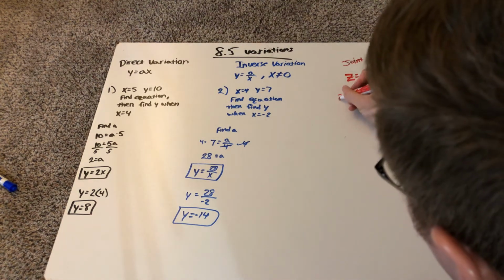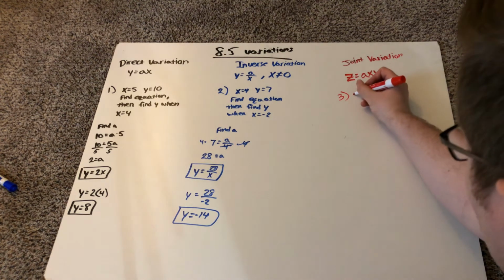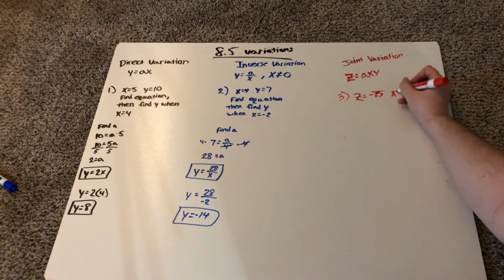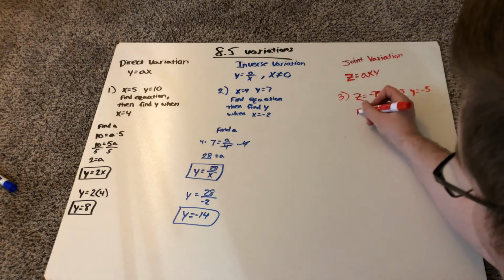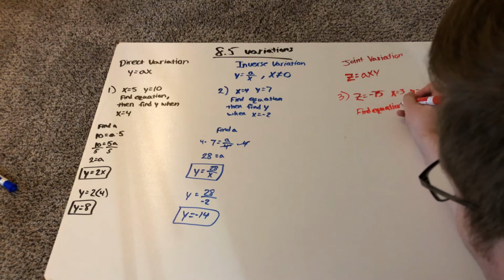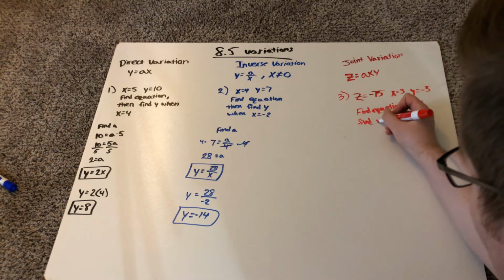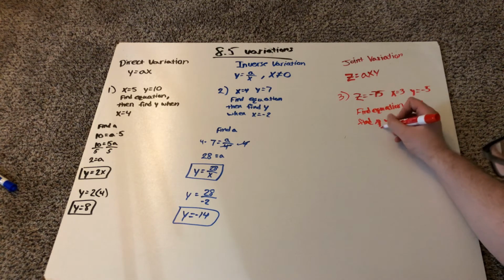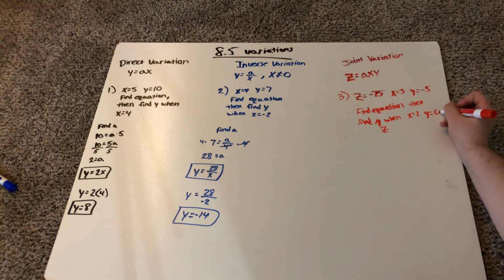So for number 3, it's going to tell you that x, y, and z vary jointly. So I'm going to say that z equals negative 75, x equals 3, y equals negative 5. We have to find the equation. Then find, sorry, not y, but z when x is equal to 2 and y is equal to 6.